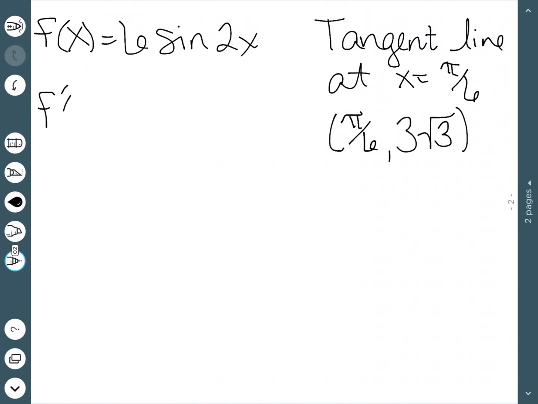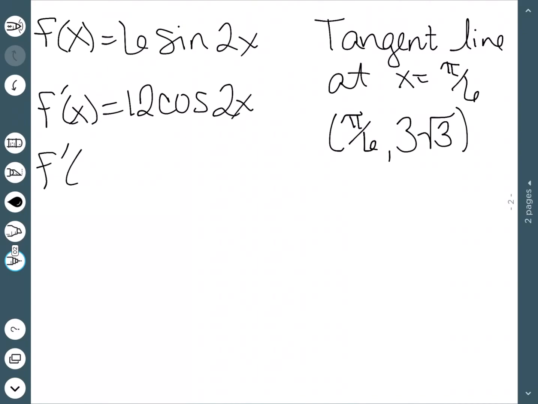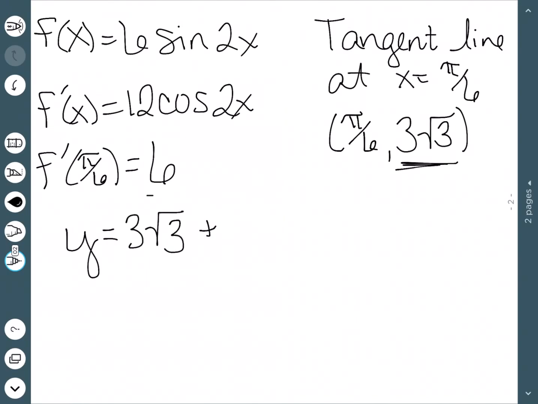We also need our derivative. We know we bring this number out front, so we have 12 cosine 2x. And we need to evaluate this at pi over 6. So 12 times cosine of 2 pi over 6 is just 6. So our line is 3 root 3 plus the derivative times x minus our x value, pi over 6. And I won't reduce this formula for this line, but we do now have the tangent line.